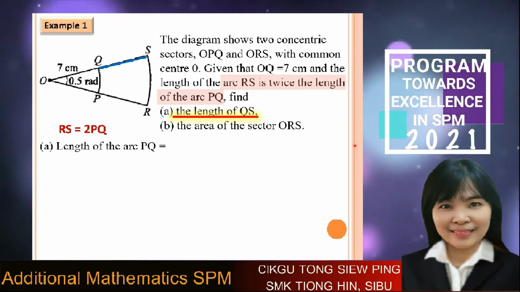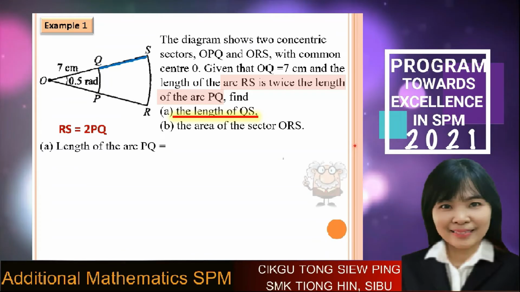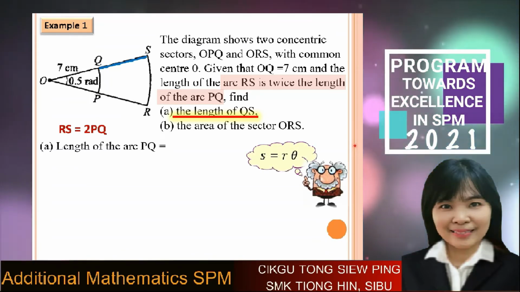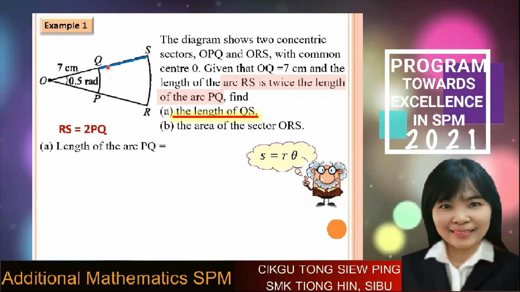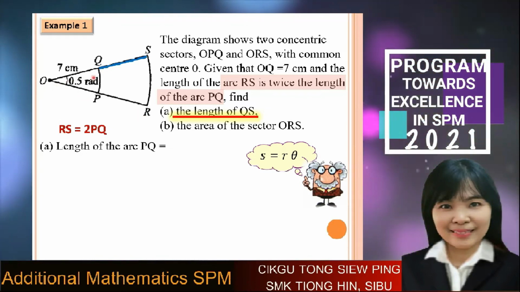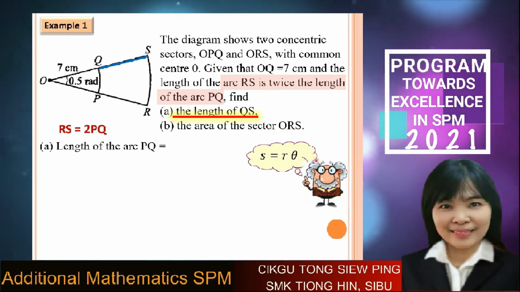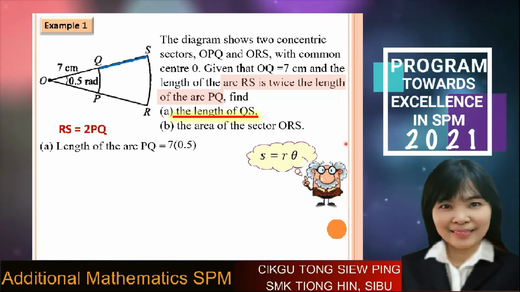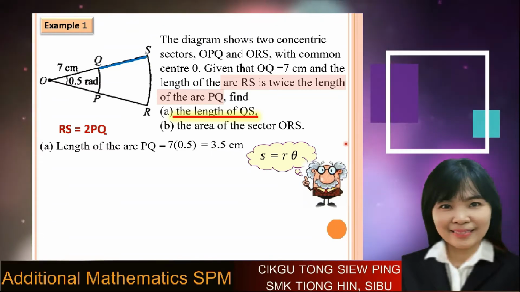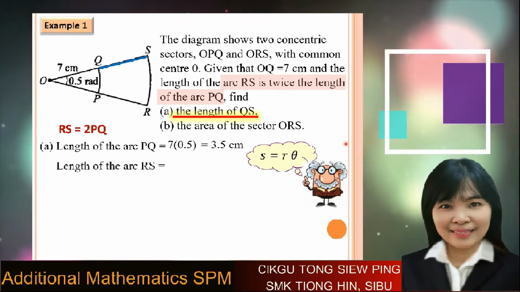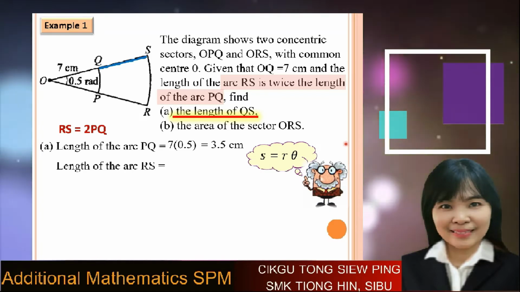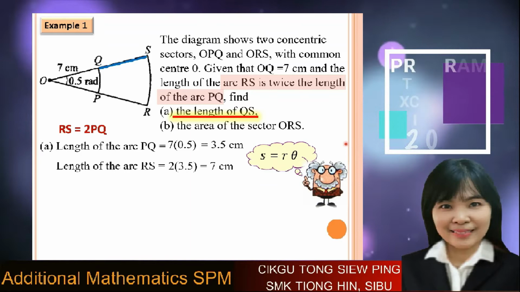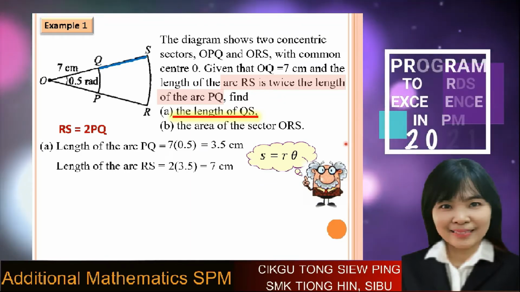Let us find the length of the arc PQ first by using the formula s equals r theta. For the sector OPQ, the radius is 7 and the angle is 0.5. So we multiply 7 with 0.5, and I get 3.5 cm. The length of the arc RS is 2 times PQ. So 2 times 3.5 gets 7 cm.